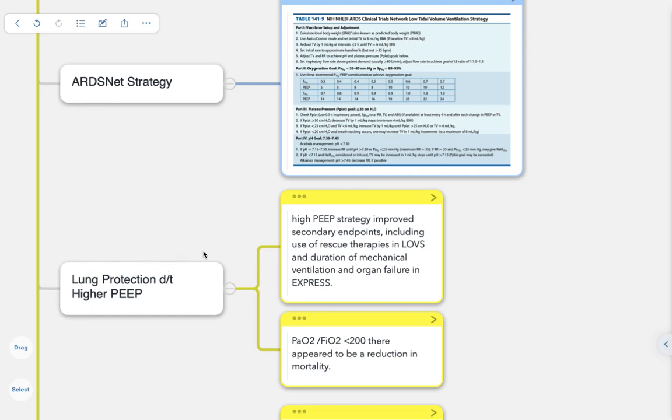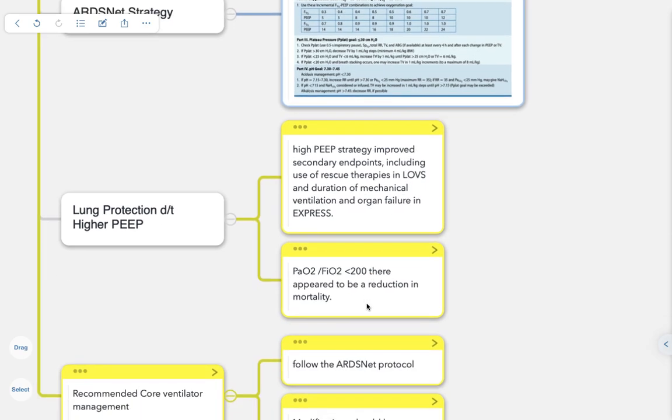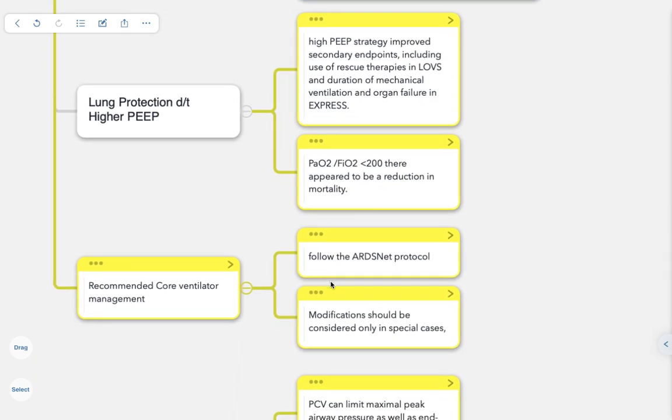So does a high PEEP protect your lung? Well, we had the LOVES trial and the EXPRESS trial. Although there was not a significant improvement with high PEEP, there was no difference in mortality, but the high PEEP strategy improved secondary endpoints, including use of rescue therapies, duration of mechanical ventilation, and organ failure. Using a high PEEP caused a reduction in mortality in patients with a PF ratio of less than 200. So this was an interesting finding.